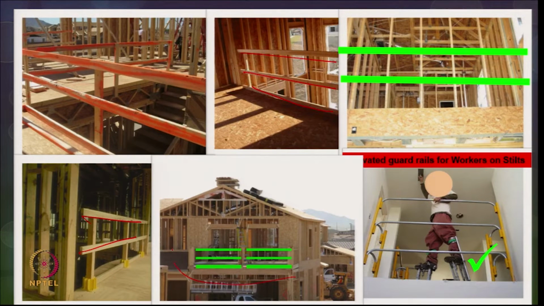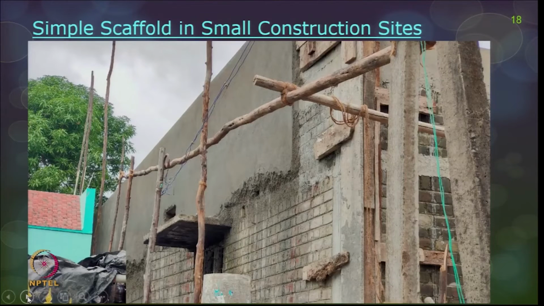Okay, so, this is a wall opening and the guardrails are missing here, and this is also a picture of a wall opening where there is a guardrail missing. And suppose if the worker has to use stilts or elevated heights to reach the roof surface, then accordingly the guardrail heights have to be elevated and adjusted as shown in this picture. Okay.